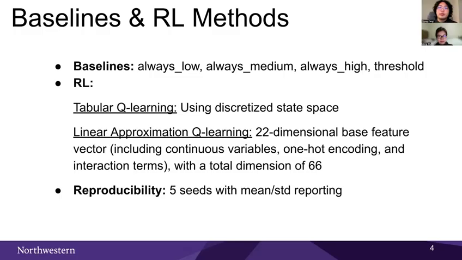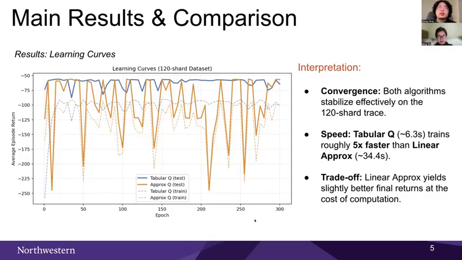So for the baselines, we evaluate the always low, always medium, always high, and the threshold policies. For RL, we have two methods. And the final claims are based on 5 seeds, reporting the mean and standard deviations. We think adding a deep RL model such as DQN is not for this project, but it's for future extensions. So here's the first main results.